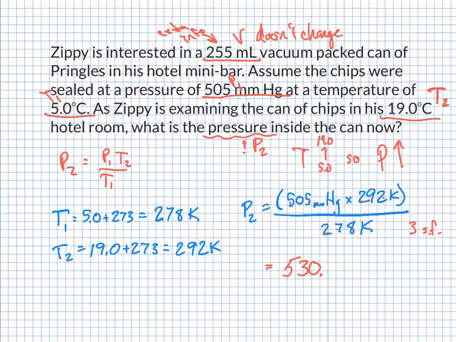What unit am I going to use? Millimeters of mercury. Now, does it matter that I'm using millimeters of mercury and not atmospheres? Absolutely not. Doesn't matter at all. Okay, so 530. What did that do? 530 is larger than 505, so my pressure did in fact increase, and my problem appears to be correct.